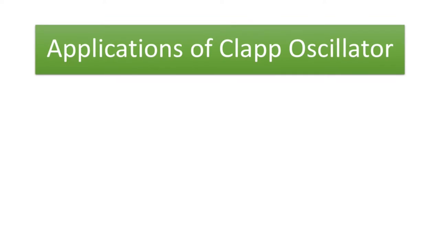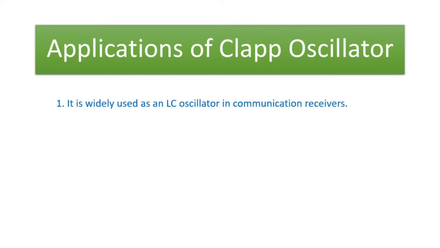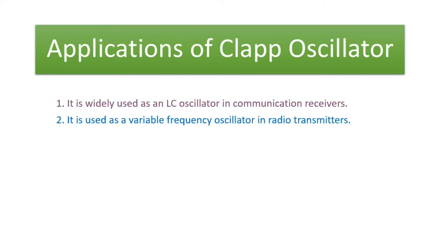Applications of Clapp oscillator. 1. It is widely used as an LC oscillator in communication receivers. 2. It is used as a variable frequency oscillator in radio transmitters. 3. It is used as a carrier oscillator in radio toys and gadgets.